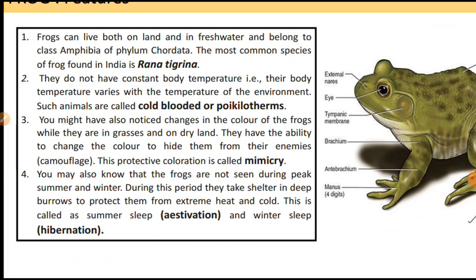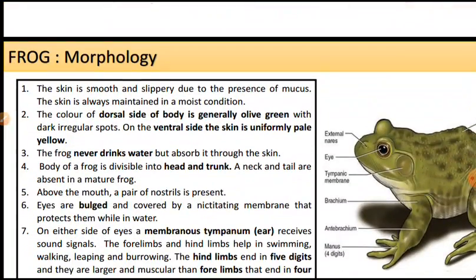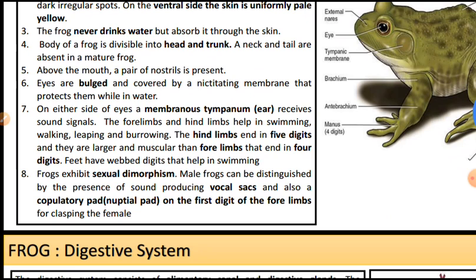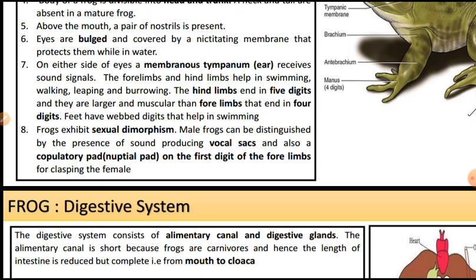It is a cold-blooded or poikilothermic animal, and it undergoes estivation and hibernation. The body's dorsal side is normally olive green or dark in color, whereas the ventral side is pale in color. The body is divided into head and trunk, and the eyes are bulged. The tympanum is present beside the two eyes, and it receives the sound signals.